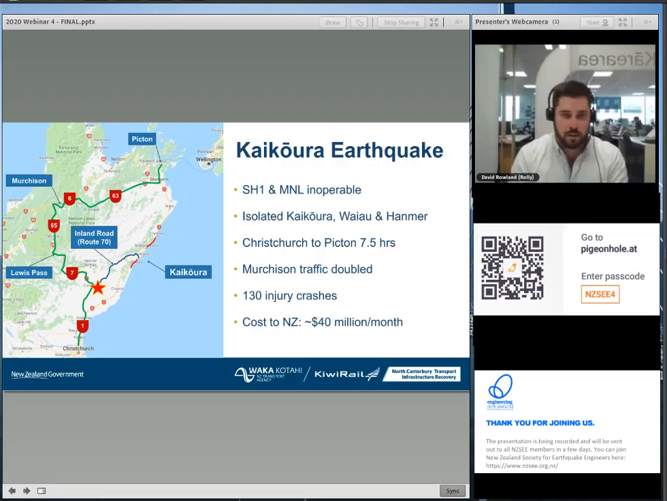was stopped overnight. That forced a lot of freight onto the road, but of course the state highway network was severely disrupted as well, with State Highway 1 traffic now being diverted through the Lewis Pass, which is an alpine pass not designed for the heavy vehicles that had to traverse that route. In fact, in the year, 1 year, 1 month, and 1 day that State Highway 1 was closed to the public, we had 130 injury crashes, about 25 to 30 serious crashes, and unfortunately 7 fatalities on that route.